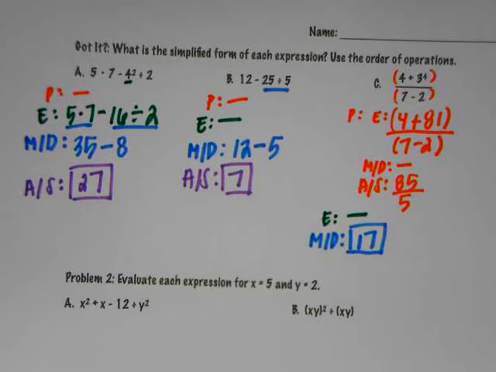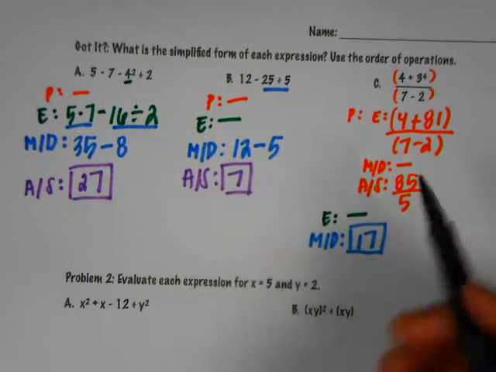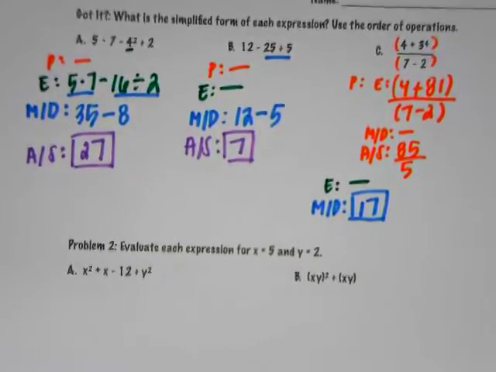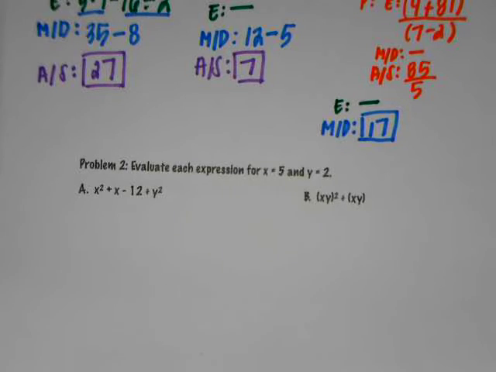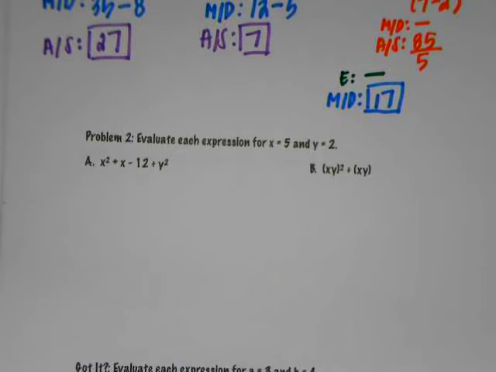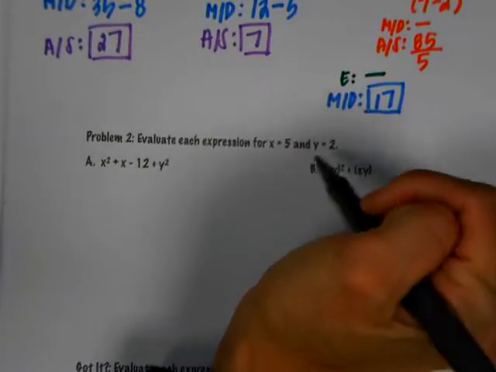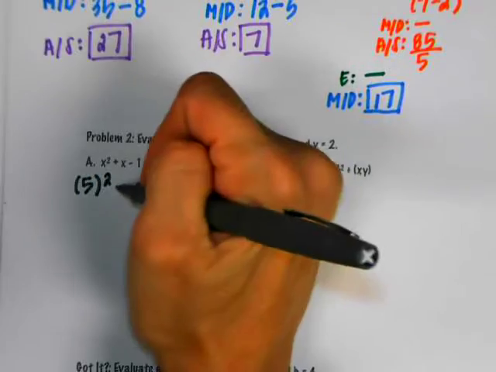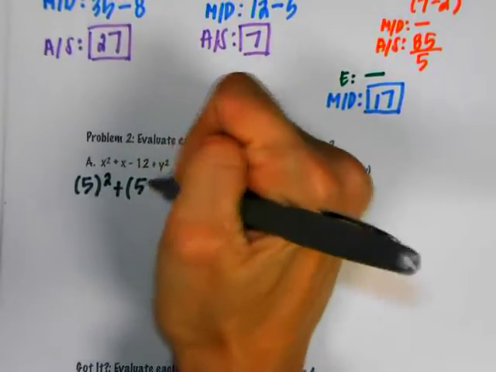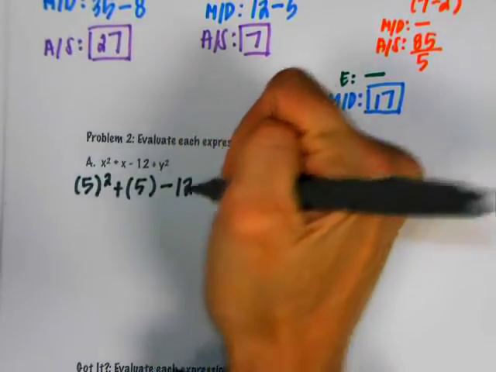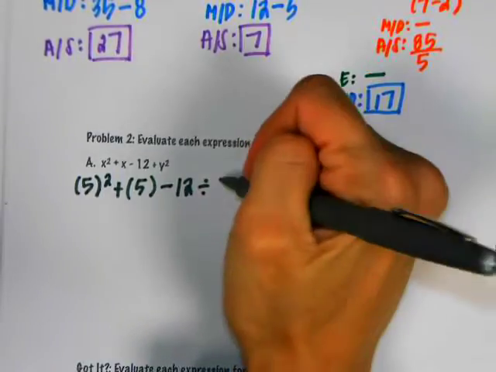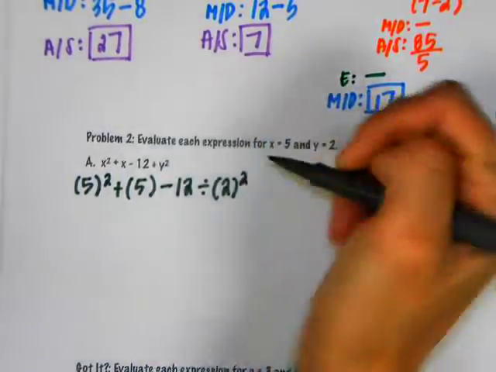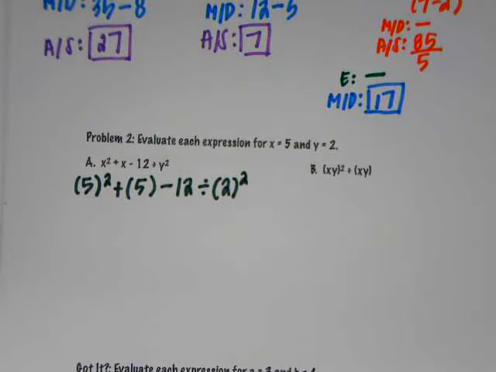All right, so let's start with this one. So we have x is 5 and y is 2. So let's go through and just plug those values in. Go slow so you don't plug in the wrong number. Parentheses for everything though. So x is 5, so 5 squared plus another 5 minus 12 divided by y, which is 2, squared. So the parentheses will go around only the number you're plugging in. It doesn't go around the exponents or anything like that. Just around whatever the letter was.